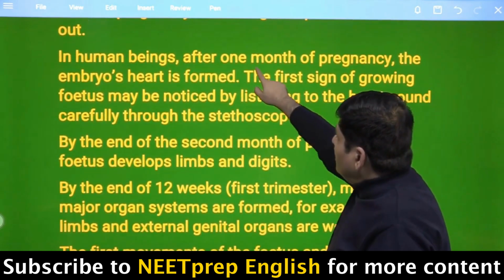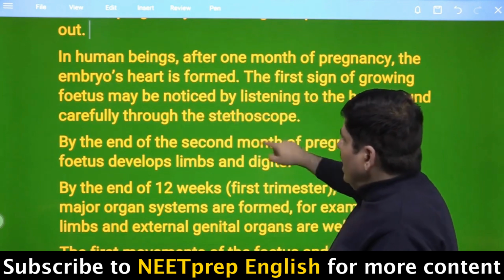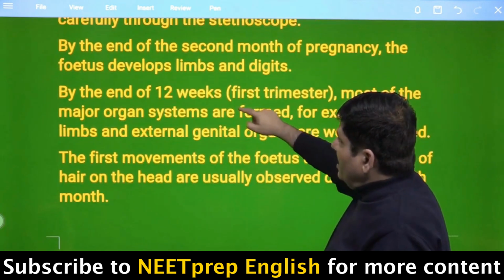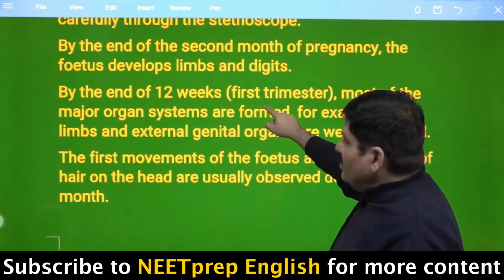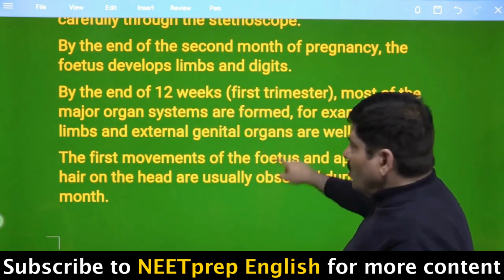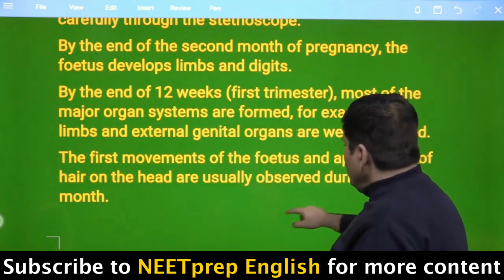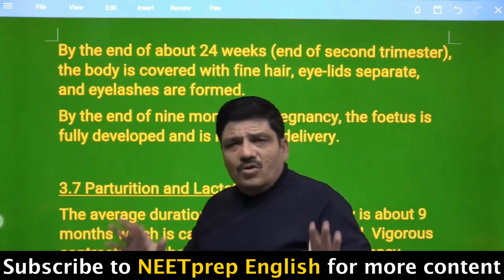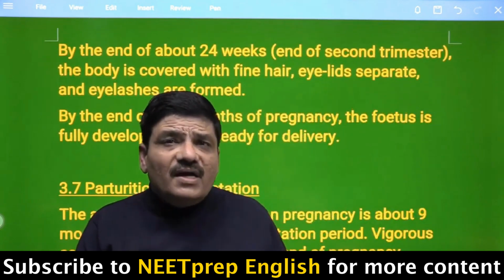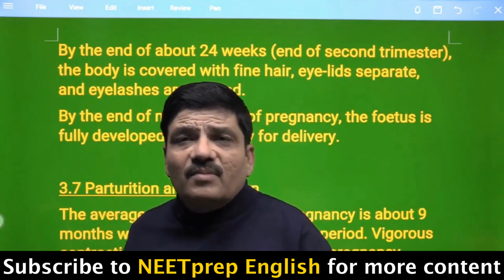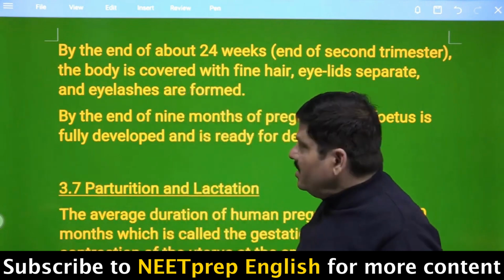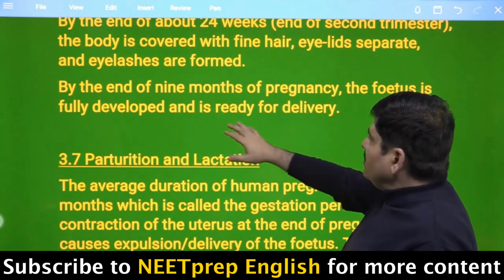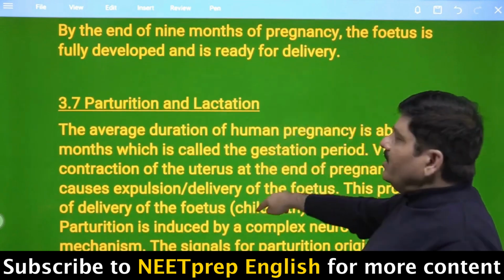We are saying that after 1 month the embryo's heart is formed, and then by the second month of pregnancy the fetus develops limbs and digits. By the end of 12 weeks, which is the end of 3 months or the first trimester, certain features are formed, then the first movement during the 5th month, and then what happens during the 6th month. I hope this is now absolutely clear. We have to limit ourselves only to these developmental milestones that are given in NCERT. And your NCERT says that by the end of the 9th month of pregnancy, the fetus is fully developed and is ready for delivery.